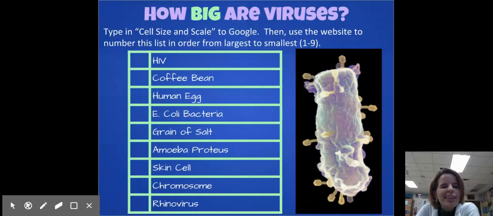All right, so exactly how big are viruses? I'd like you to pause this screencast for just a moment and go to a website on Google called Cell Size and Scale. If you type that into Google, use the website to put this list of things, great term, in order from largest to smallest, or smallest to largest, I guess, from 1 to 9. So see if you can figure out just how big viruses are. Go to the Cell Size and Scale website. Pause this right now.